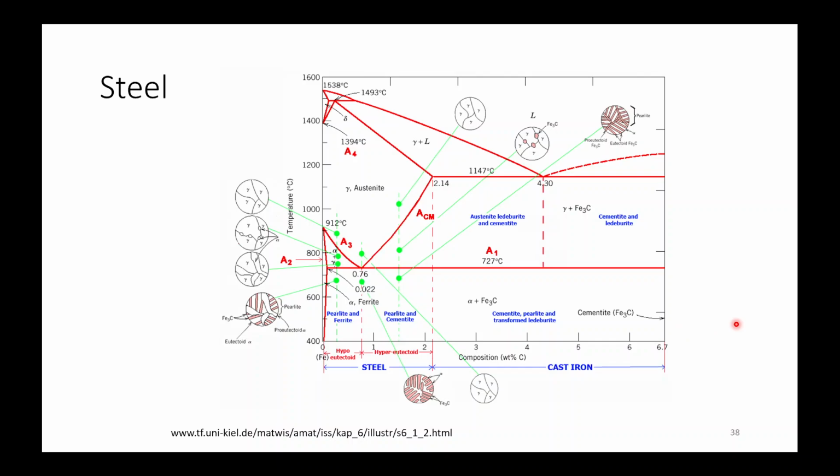This is the phase diagram of iron carbon. So up to this part, 2.14, there will be formation of steel, up to 2.14 weight percent of carbon. After that there will be cast iron, up to 6.7 weight percent.